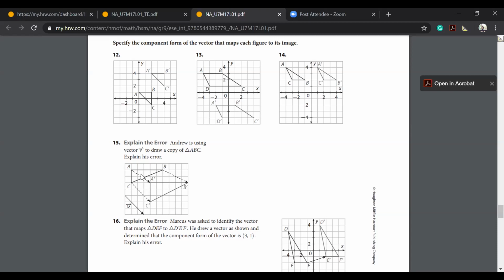Let's count. Did he do this for all points? Let's start by C. 1, 2, 3 down, correct, and 1, 2, 3 right. So it's the correct point. What about A? 1, 2, and then 1, 2, 3. Is this correct? So this is his error. In A, he didn't move the correct points. He moved only 2 points down, although he should move how many points? He should move 3 points. So the original image should be in here. 1, 2, 3. A prime, instead of being here, it should be in here.